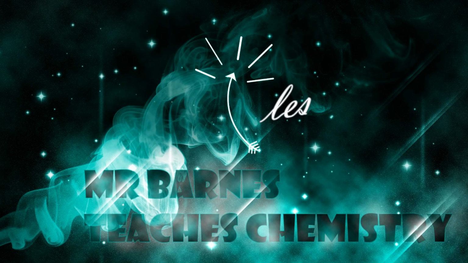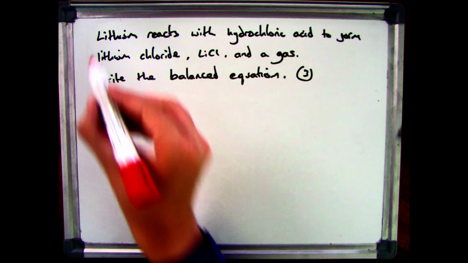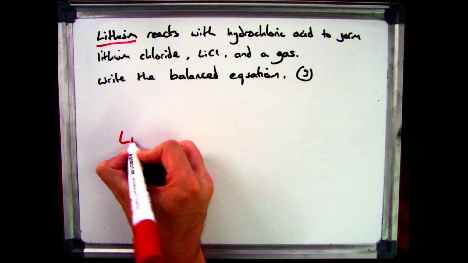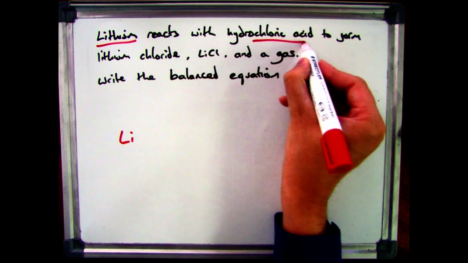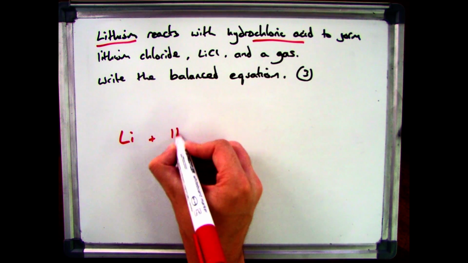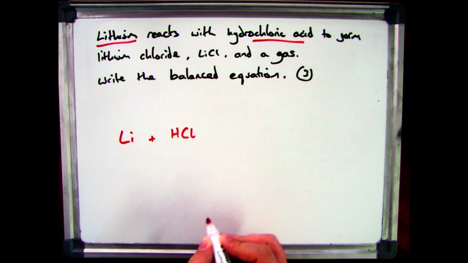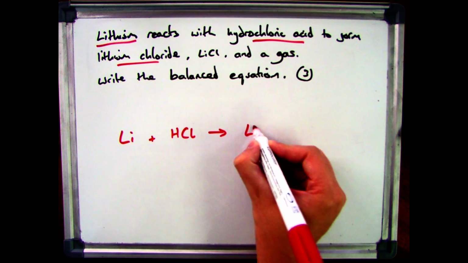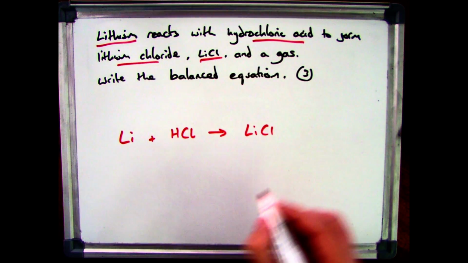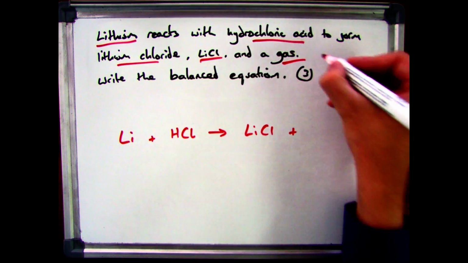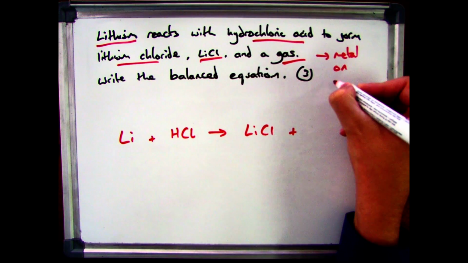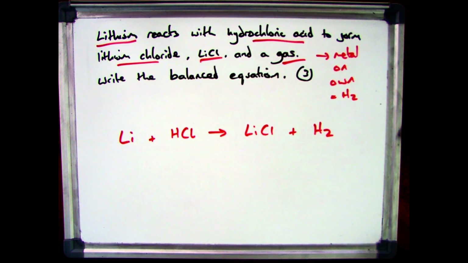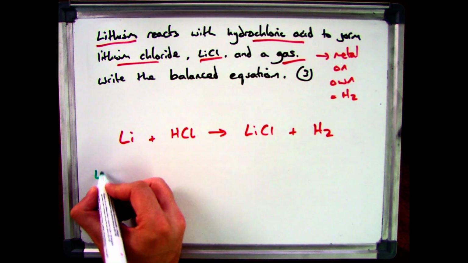Okay, let's start with a couple of examples. This one starts off with lithium. Lithium, you should know, is a metal and therefore it just goes around as Li. It reacts with hydrochloric acid, which we've just been through, that's HCl, to form lithium chloride, and they've given you the formula of lithium chloride as LiCl, and a gas. Because this is a metal on its own, we know that that gas is going to be hydrogen.